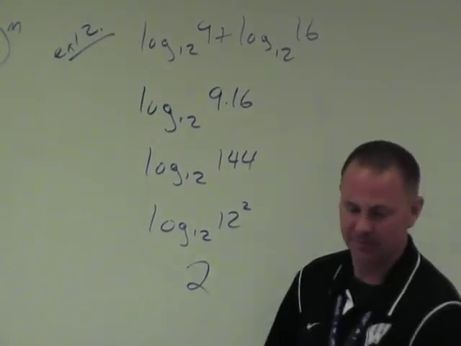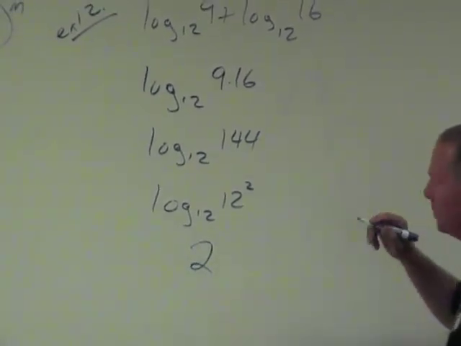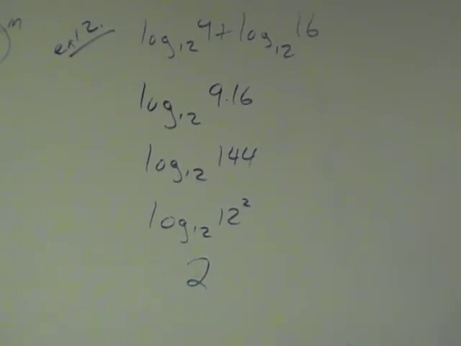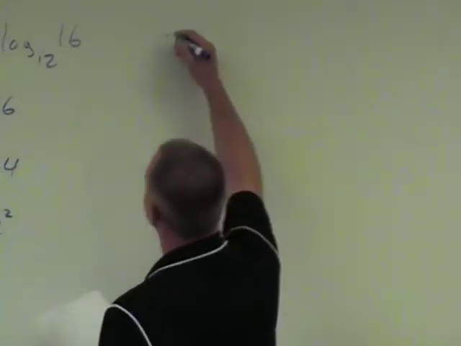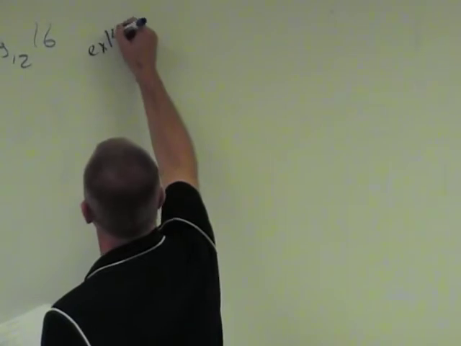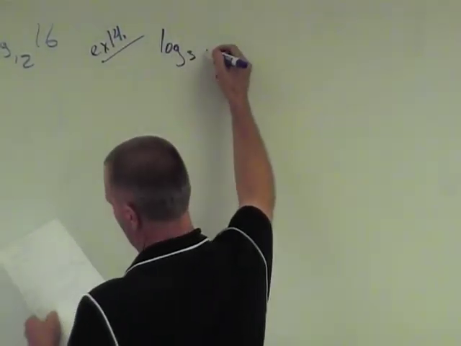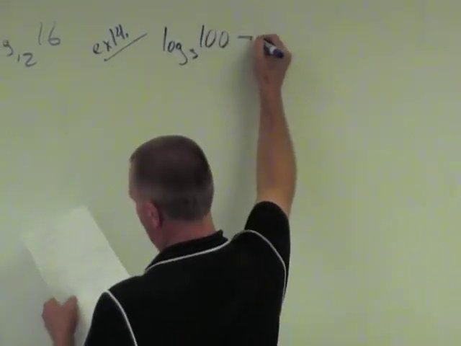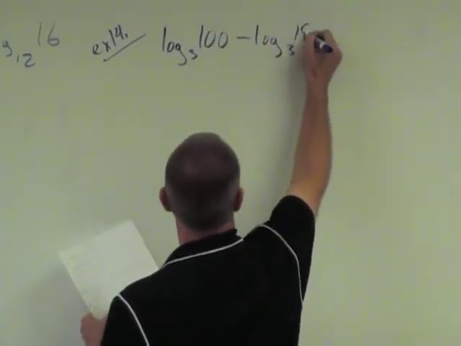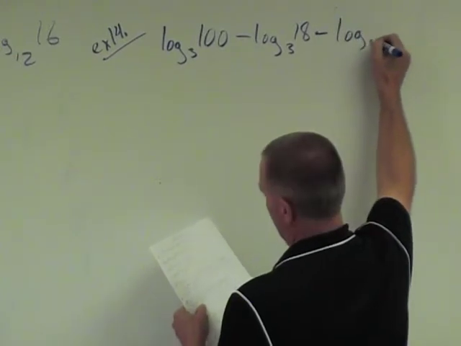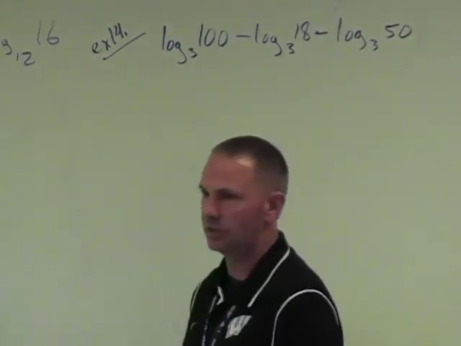Okay. All right. So let's do some more problems. How about we make it really difficult? All right. The very next one is difficult. And we're only on 14. Let's see if you can do this. Log base 3 of 100 minus log base 3 of 18 minus log base 3 of 50. Just do it in order, left to right. Let's go. Work it left to right and do it in order.